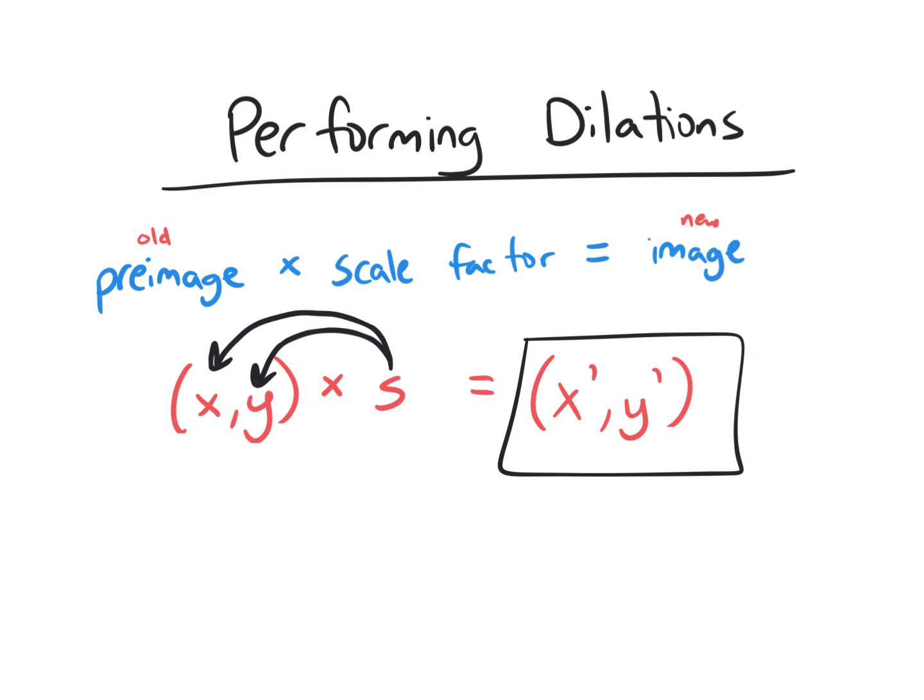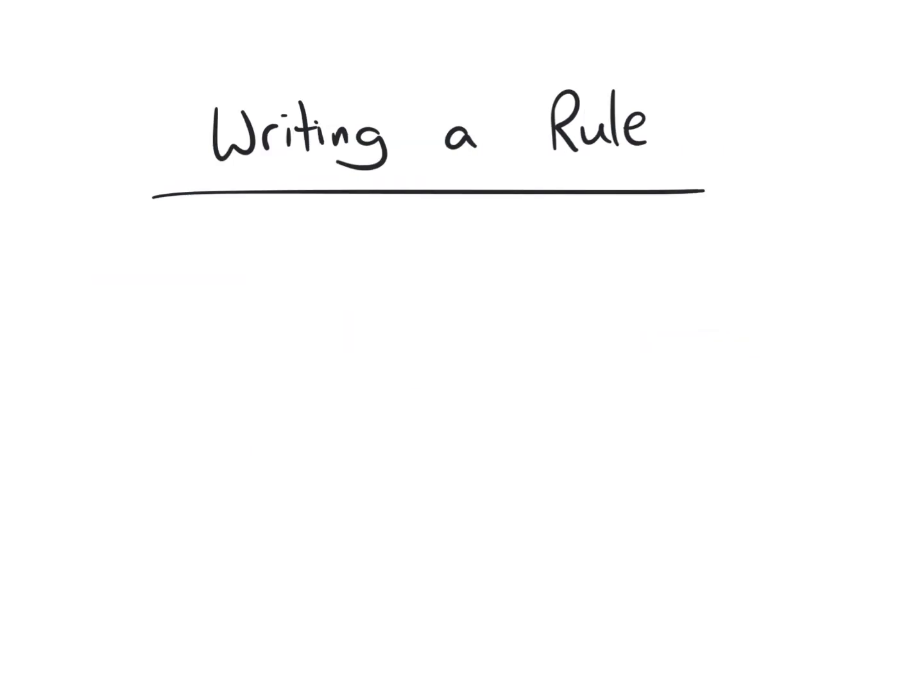And then the last thing we're going to talk about is writing the rule for the dilations. Just like we did for the other ones, we are going to have to go backwards and write the rule that's happening. There are two things we need to worry about. One, we need to know what's happening, so the first thing is you need to state whether it's an enlargement or a reduction.